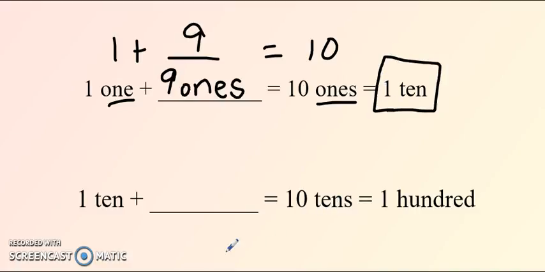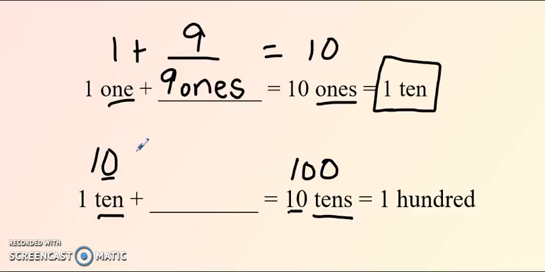Now let's take a look at another equation. Here I have 1 ten plus blank equals 10 tens. Remember, when you have the word ten at the end of a number, we need to make it a 10 by adding a 0 to it. So 1 ten is actually 10. Here's my 1. For the ten, I added a 0. 10 tens is actually 100. Here's my 10, and for the tens, I added a 0.